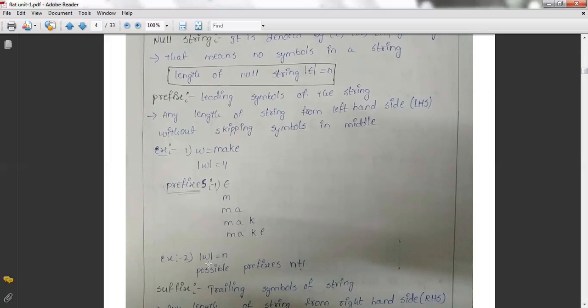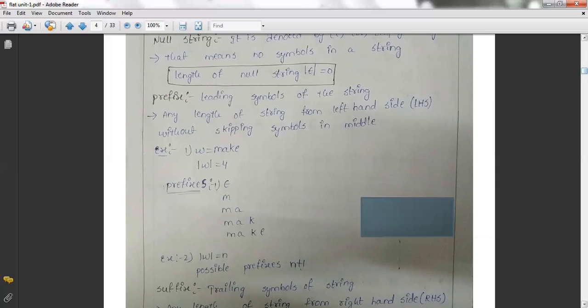Okay. So if the length of the string is N, the possible number of prefixes will be N plus 1. So in this example, what is the length of the string? 4. So what are the possible number of prefixes we are having here? 5. N plus 1. Okay.